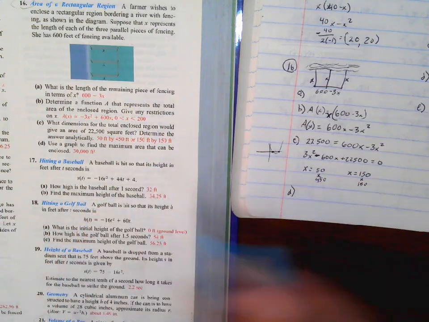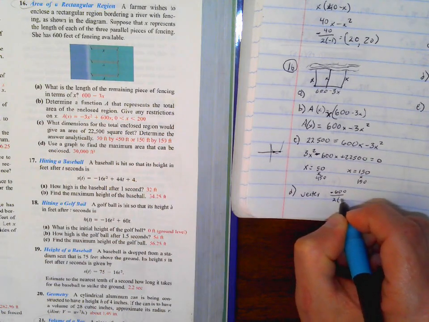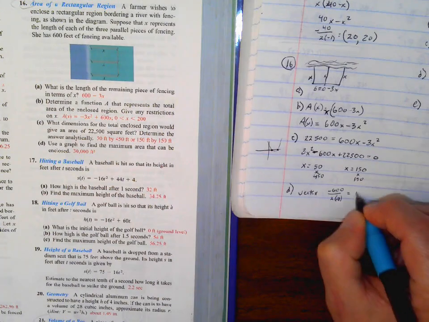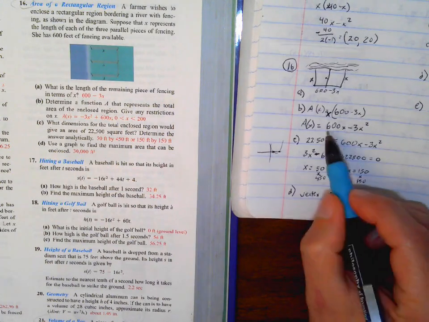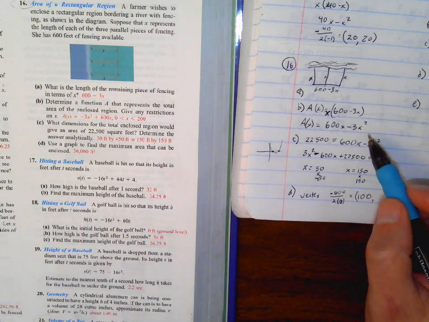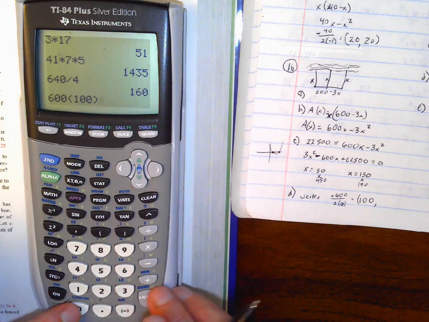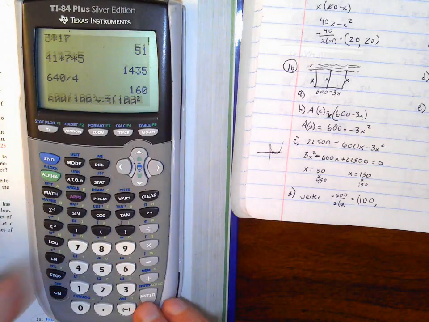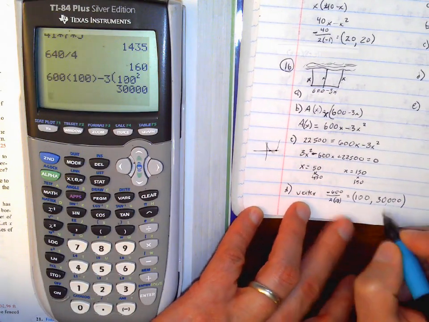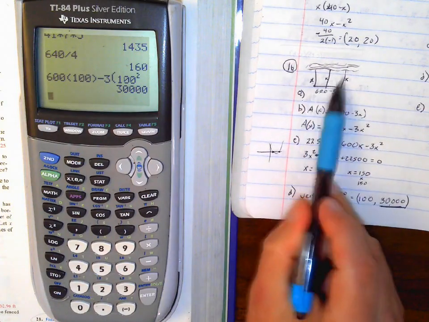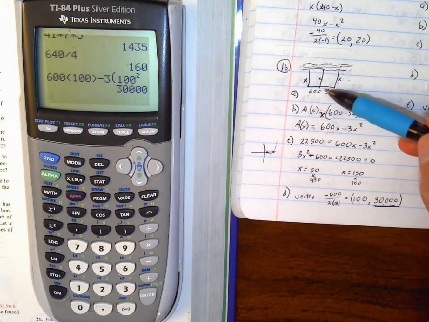Okay, and D, maximum area. Once again, I want to find the vertex. So that's negative b over 2 times our a, which would be 100. And when I plug that 100 in there for the area, it gives me 30,000. So that right there is the maximum area that we can get in here, when each of these sides is 100, and this length here would be 600 minus 300, which would be 300. It gives the total fencing.